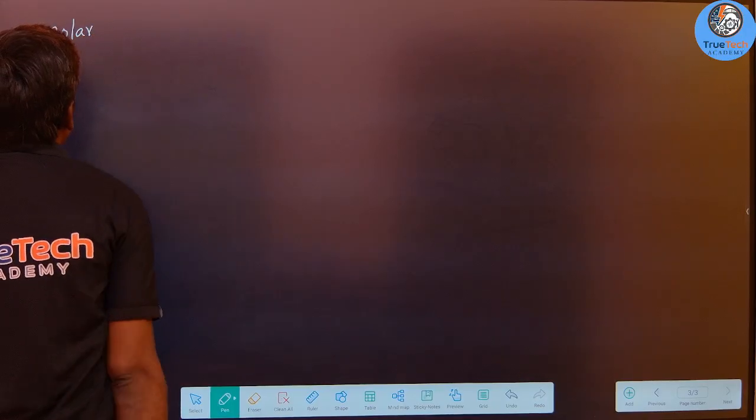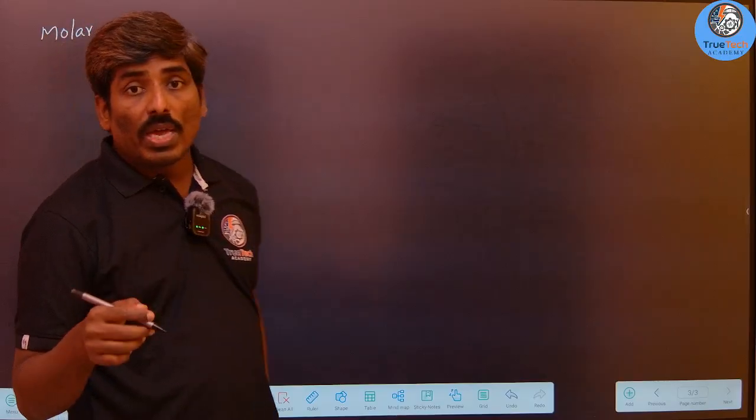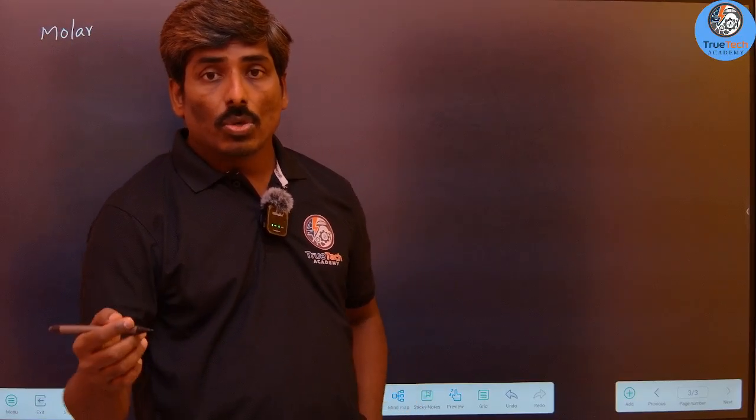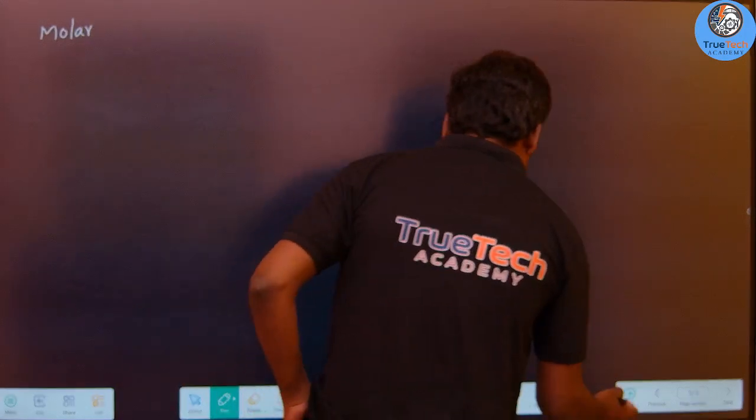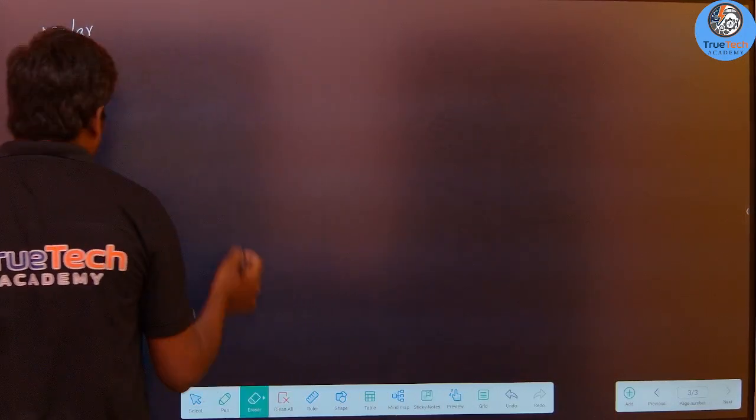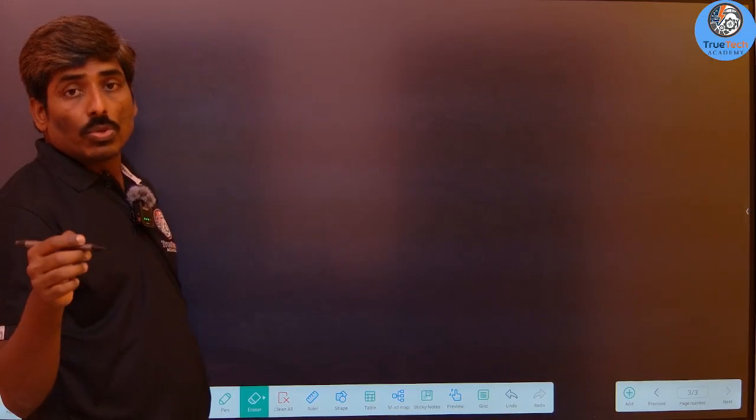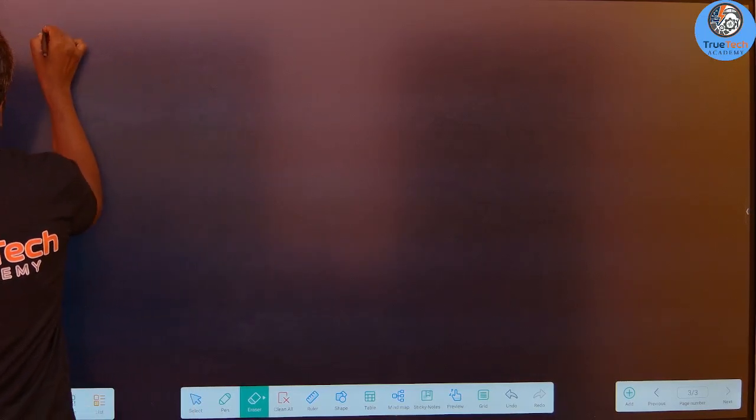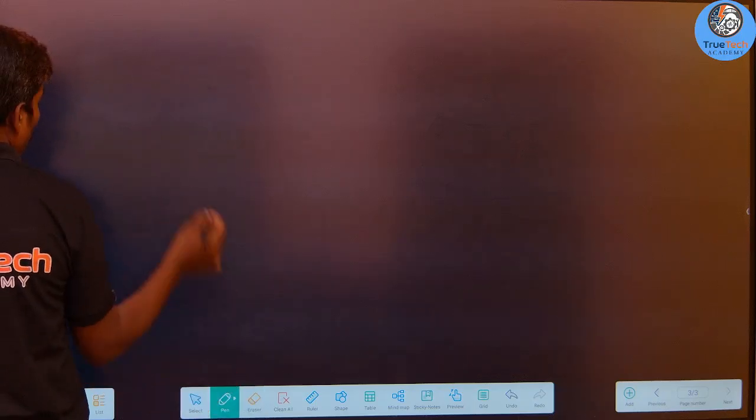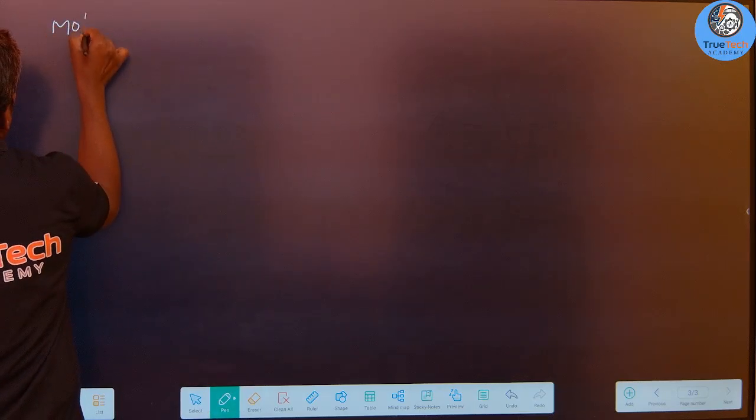Next we will go to molarity. Before going to molarity, I want to explain a little to understand molarity clearly. One small topic is there. First I will discuss the mole concept.